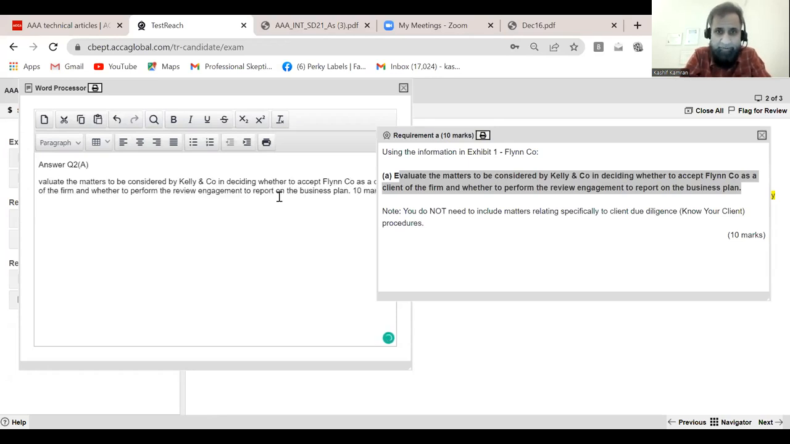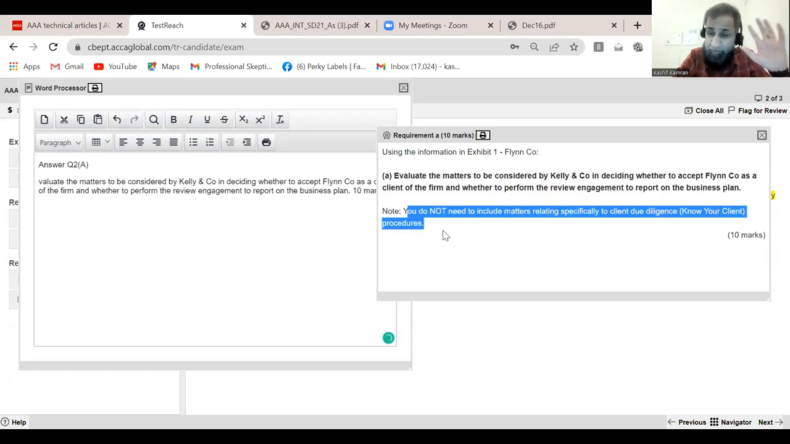So we have 10 marks for it. Number one, the examiner is saying you need not include methods relating to client due diligence. The examiner was very clear that the client due diligence, the money laundering procedures, have already been done. So you will not make any answer about money laundering, tax evasion, or bribery and corruption, because that has already been checked. So no need to repeat money laundering, bribery, corruption, and tax evasion, because that has already been performed. Minus that, you can look into the other factors. And you have 10 marks. Evaluate the matters to be considered, right? Now, every matter is worth 1 mark.